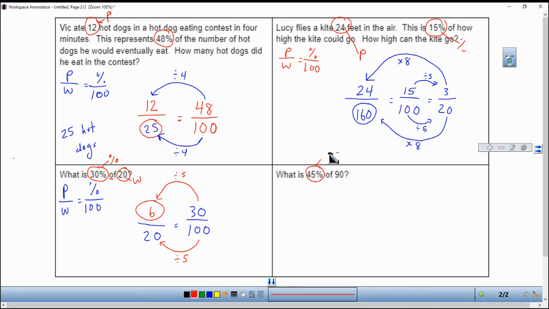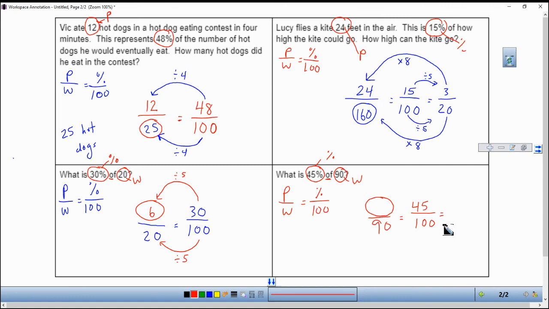We have the percent of 90, meaning that 90 is the whole. We're trying to find the part. Part over whole equals percent over 100. All right, let's do it. So 45 is the percent, 90 is the whole. We're trying to find the part. Okay, there's that. 45 is the percent out of 100. This one might have a little bit of a decimal in there.